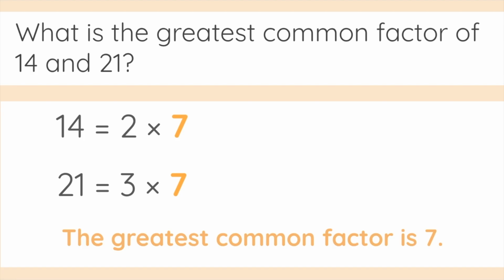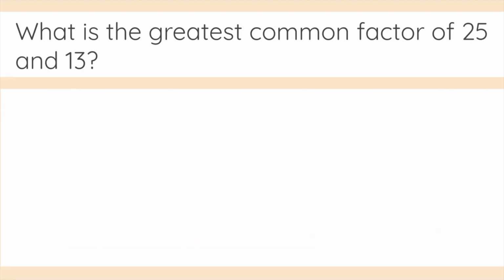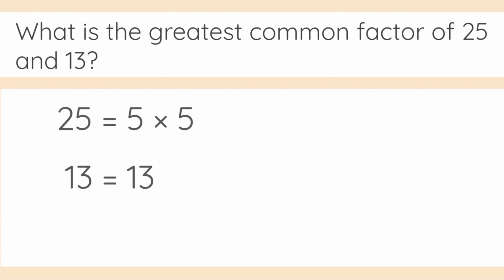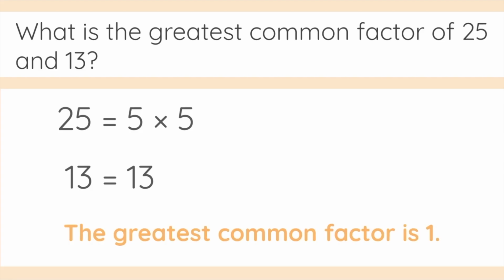Now, we'll try another one. What is the greatest common factor of 25 and 13? Just like in the last example, we will first write the prime factorization for each number. 25 equals 5 times 5, and 13 is a prime number, so the prime factorization of 13 is just 13. Next, we look for the common factors shared by both of the numbers. However, there are no common factors here. When this happens, the greatest common factor is 1 because 1 is a factor of every whole number. So, the greatest common factor of 25 and 13 is 1.